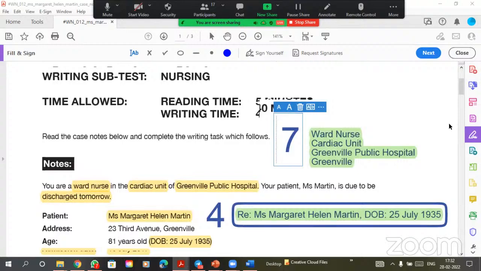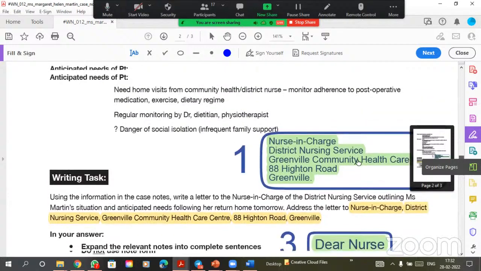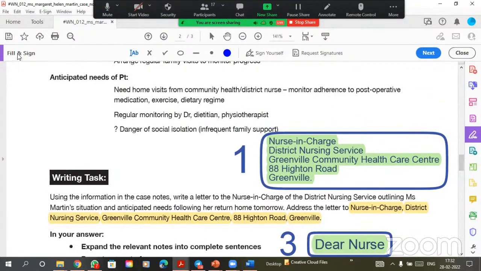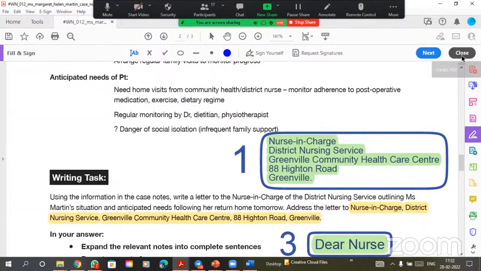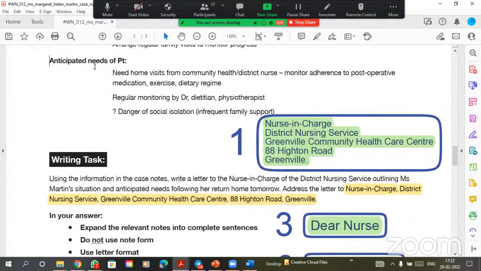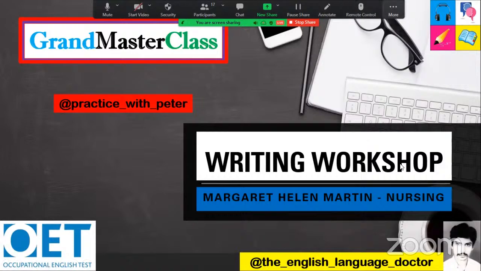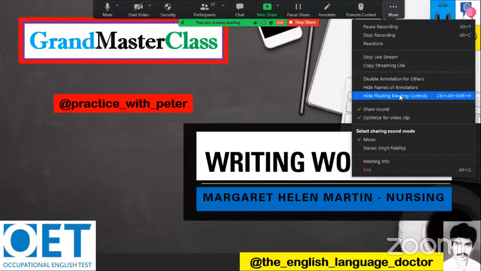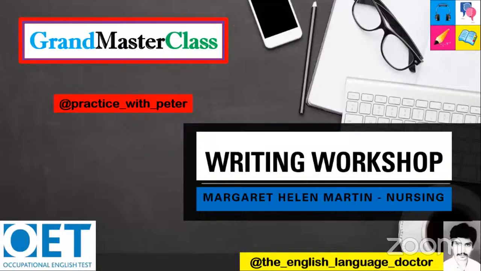So these are the 7 points. Now this is the first point. This is the workshop of Margaret Helen Martin for nursing profession at Practice with Peter.